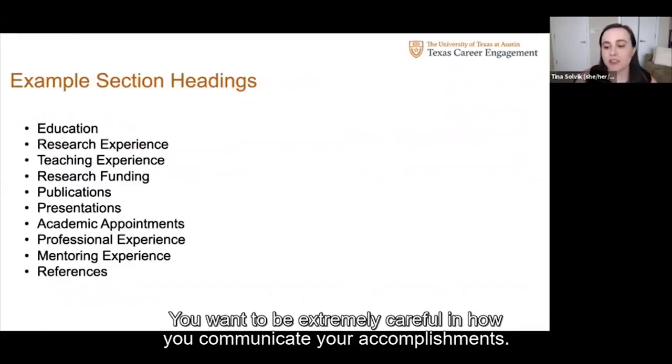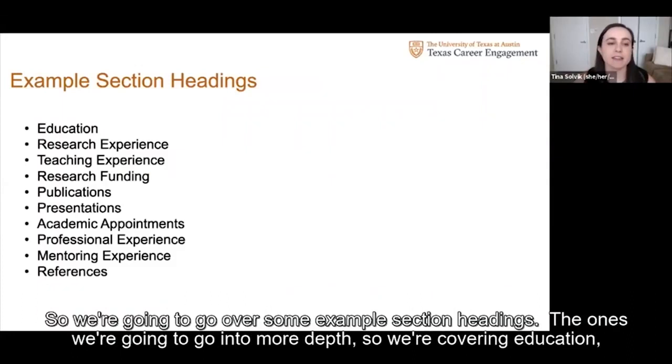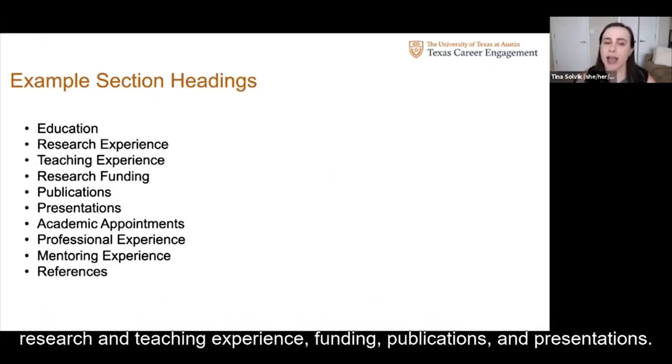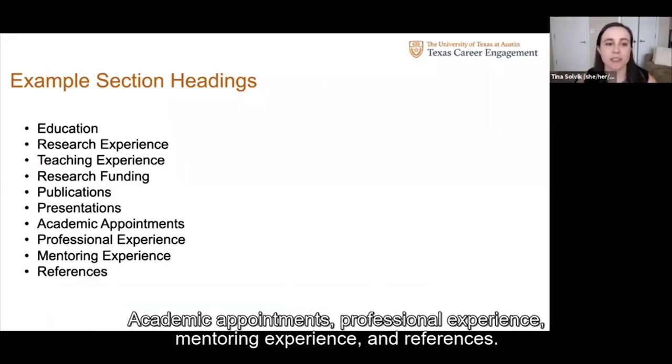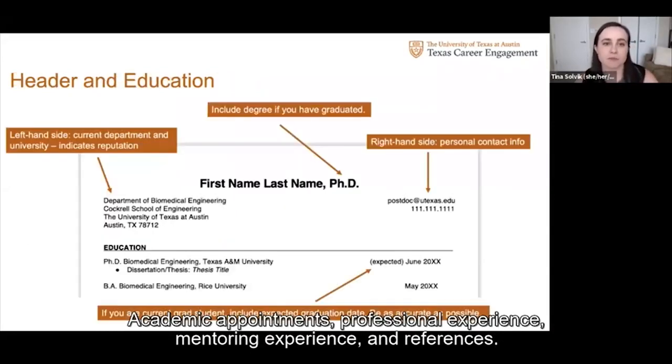So we're going to go over some example section headings, and the ones we're going to go into more depth. So we're covering education, research and teaching experience, funding, publications and presentations, academic appointments and professional experience. Some of you might not know what that is, and we'll go into that. Mentoring experience and references.